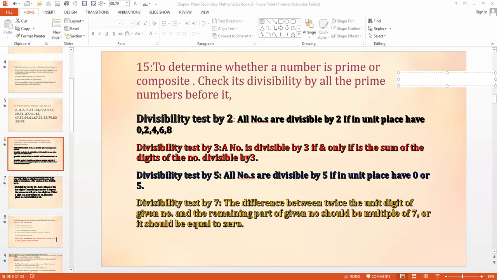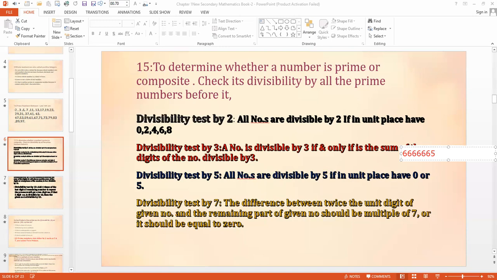According to this, all numbers are divisible by 5 if at the unit place they have 0 or 5. Any number is given to you. Look here, suppose 6, 6, 6, 6, 6. In the end, it has 0. This means it is divisible by 5. Or in the end, if 5 is given, this means it is divisible by 5.